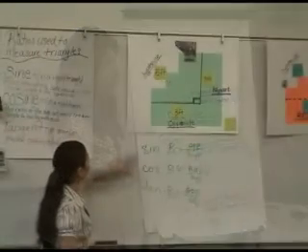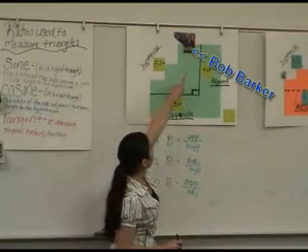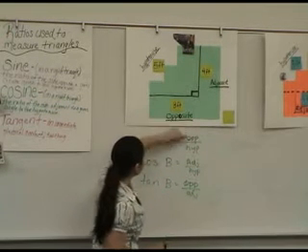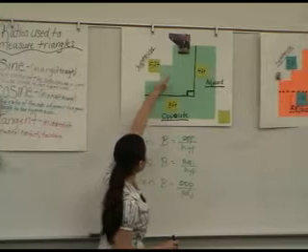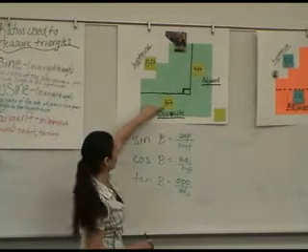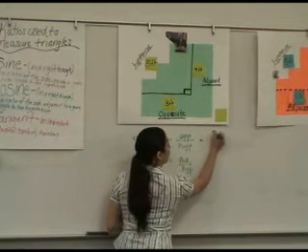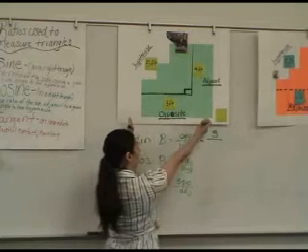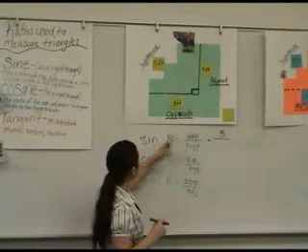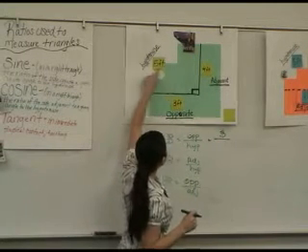So, sine of B. So Bob Barker's up here. And I want to find the opposite and the hypotenuse length. Opposite of Bob Barker's how much? 3. So I'm going to put 3 as the value of the opposite side. That's how long it is. And then the hypotenuse is here. How long is the hypotenuse?